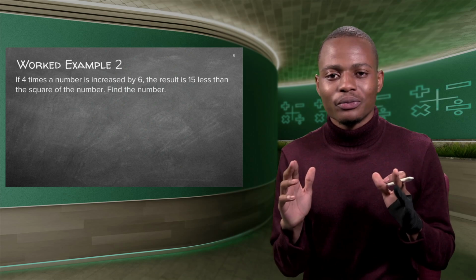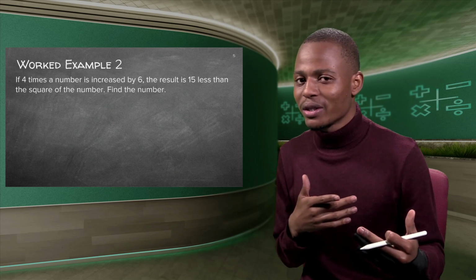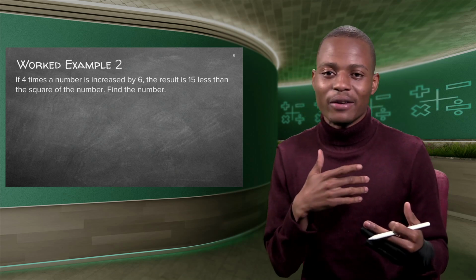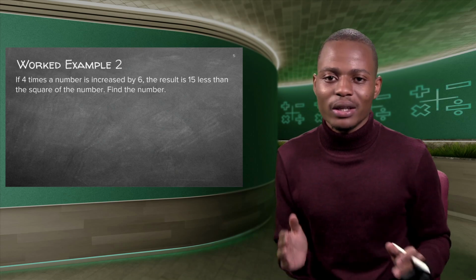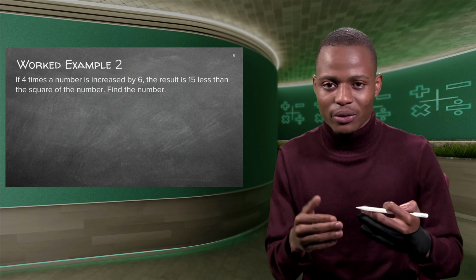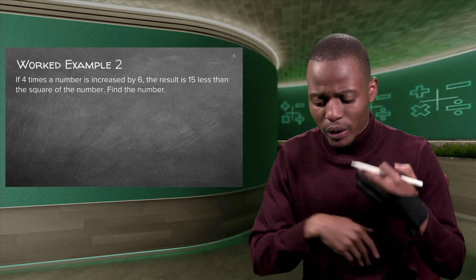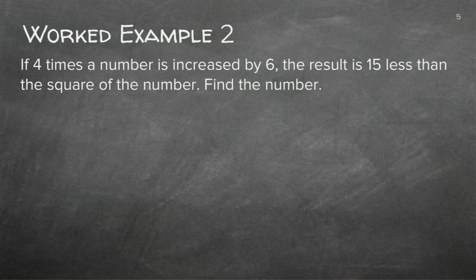So, yes, we may have a debate now. Someone saying, I have 2 equations. Someone saying, I think I have 1 equation only. The truth is, the equation here is only 1. And you need to understand this. So now let's translate this language into a mathematical language. So if I say 4 times a number is increased by 6, just this first part.